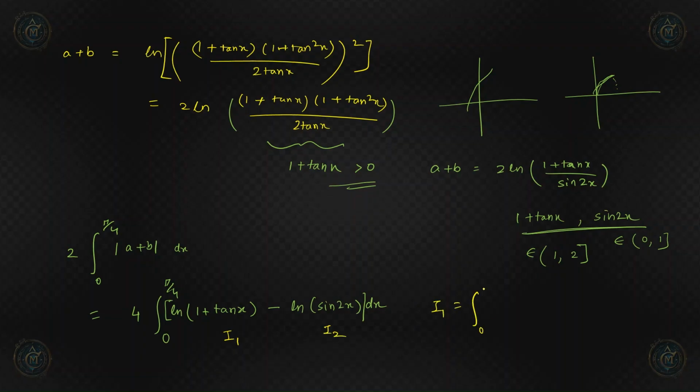I1 is integral 0 to pi by 4 log of 1 plus tan x dx. We have to apply King's property here to evaluate this integral. So we can write integral 0 to pi by 4 log of 1 plus tan of (pi by 4 minus x). Tan of (pi by 4 minus x) will be 1 minus tan x divided by 1 plus tan x, dx. If we calculate this, I1 is equal to integral 0 to pi by 4 log of 2 divided by 1 plus tan x dx.